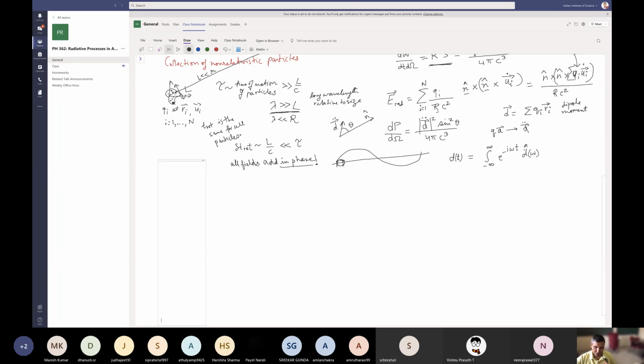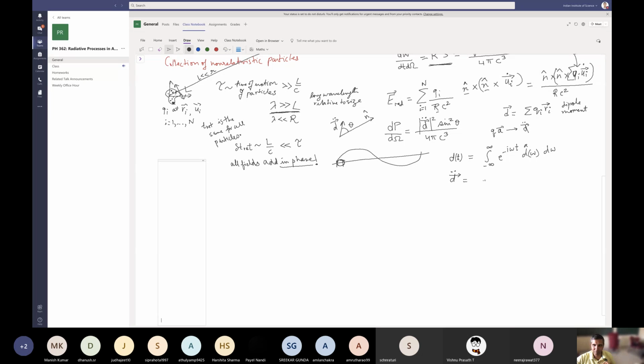So we are suppressing the vectors here, but D is assumed to be a vector. Right, this is the definition of dipole moment in time. This is the definition in frequency space. So D double dot, that's what we have. I'm actually suppressing the vector nature here.